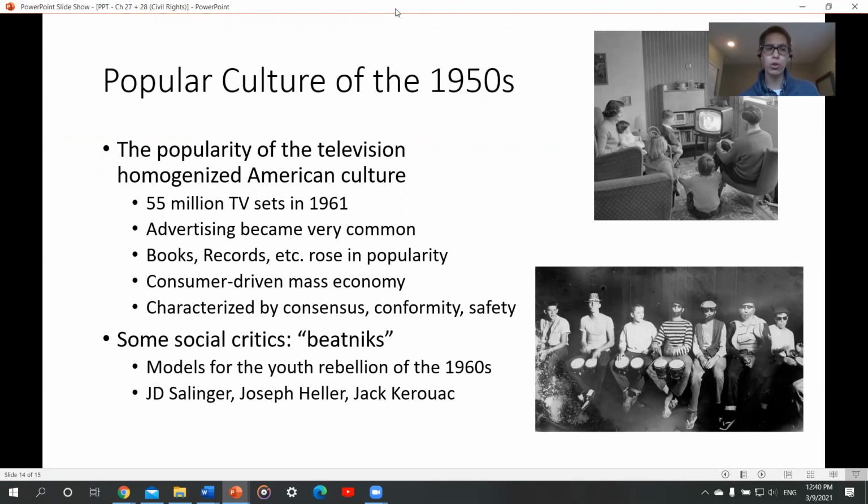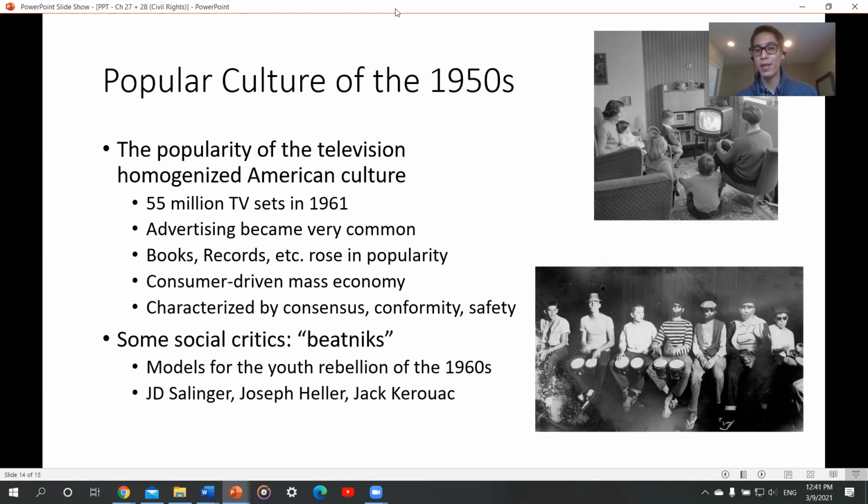It began to first homogenize American culture, which meant that American culture became a monolith. It became one American culture because television kind of got to shape what people think. But it also led to more of a consumer culture. Advertising became very common. The economy became more consumer driven, of people buying things for themselves. Books, records, music rose in popularity as well. And so the 50s, I said, was characterized by consensus and conformity, which meant people kind of just assimilated to the broader culture. American culture became homogenized. It became one uniform culture. And everybody, not everybody, most people fit into that.